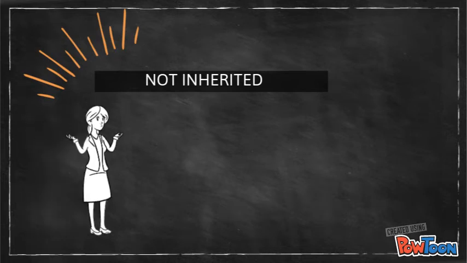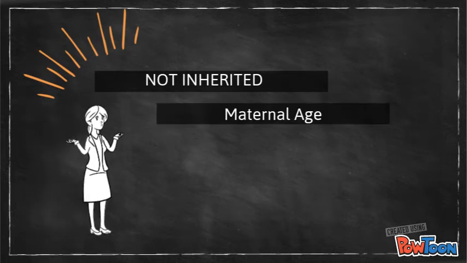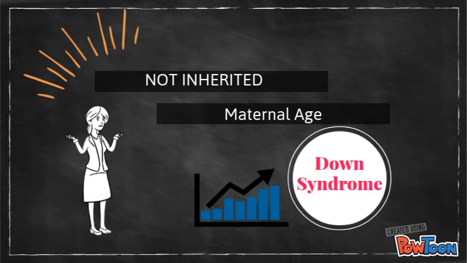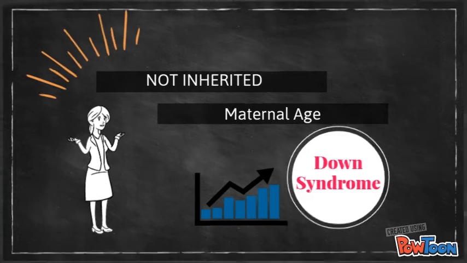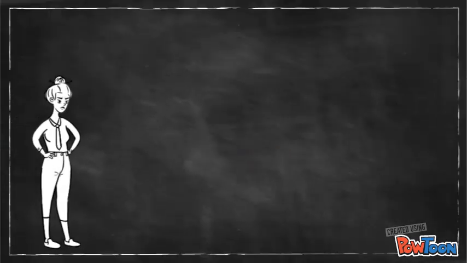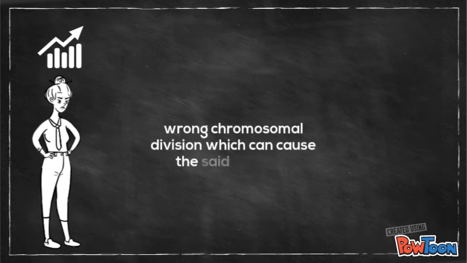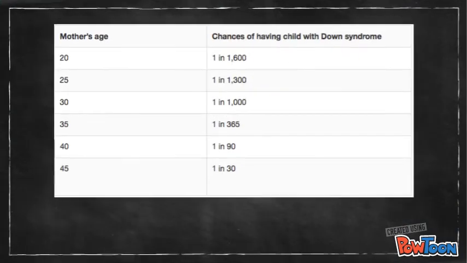The woman's age or maternal age is the only clear factor known to increase the chance of having a baby with Down syndrome. As women age, there will be a higher risk of wrong chromosomal division, which can cause the said disorder. There is 1 in 1,600 chance of having a baby with Down syndrome at the age of 20, while 1 in 30 chance at the age of 45.